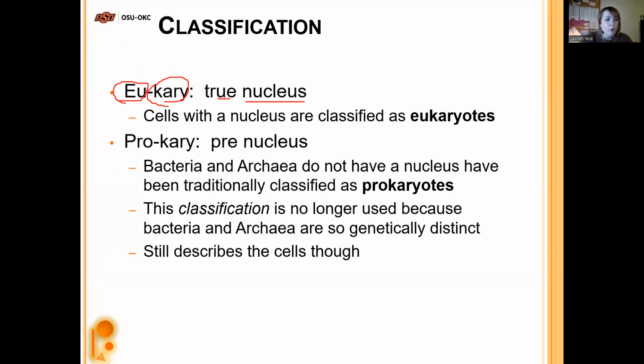And then we have the prokaryotes, the pre-nucleus organisms. That includes bacteria and archaea. They do not have a true nucleus, so they are classified as before nucleus. They exist before nuclei did. So we don't usually use them to classify as much, but we do use them as descriptors of the actual cells.